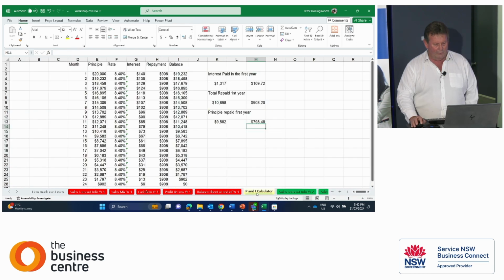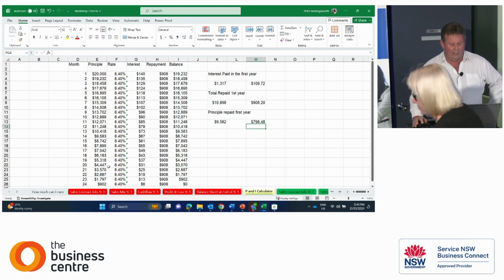And if we go to a little principal and interest calculator here that I knocked up previously, we can see that over, say, 2 years, we can reduce our $20,000 down to zero by repaying around about $900 a month.